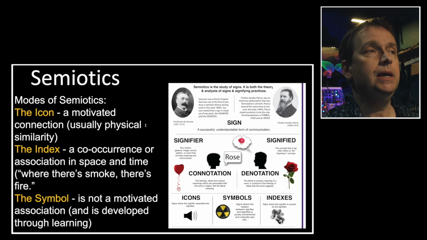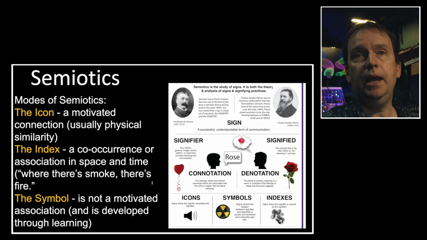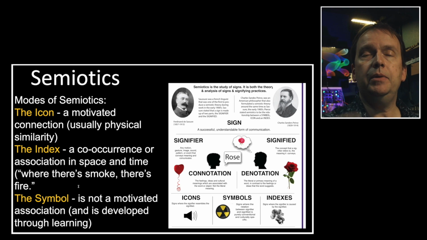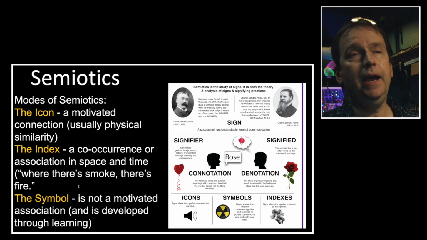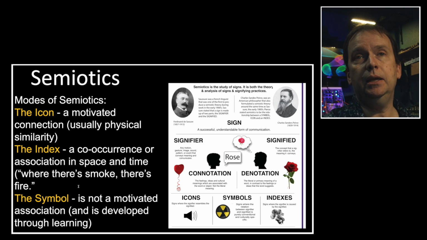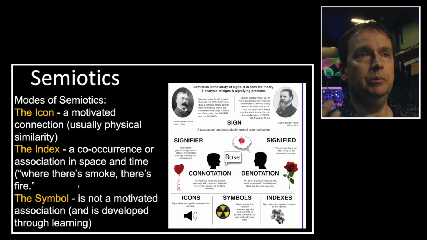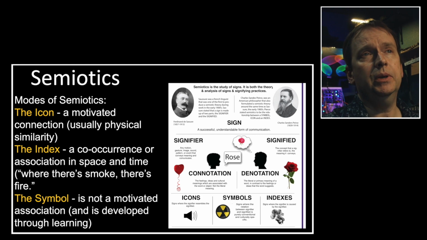Now, a symbol is something that doesn't have that motivated association, so we can make something symbolic and say that a particular sign or symbol or object has a meaning. Over time, that meaning is created, and there doesn't have to be, as in the case of the icon or the index, anything like a co-occurrence or a physical or some other similarity. And again, you can look at some examples here.